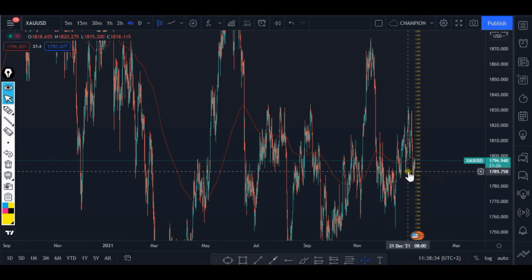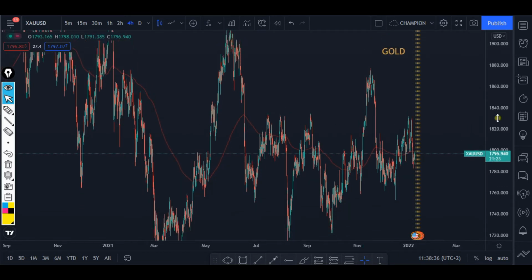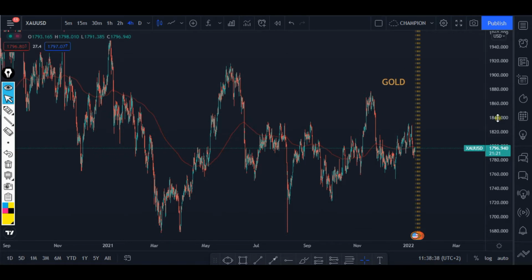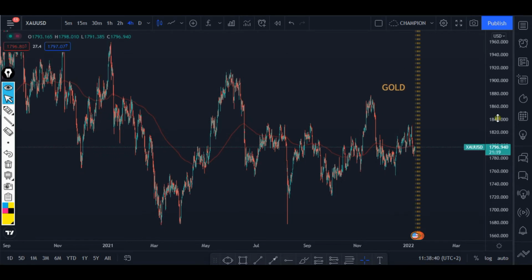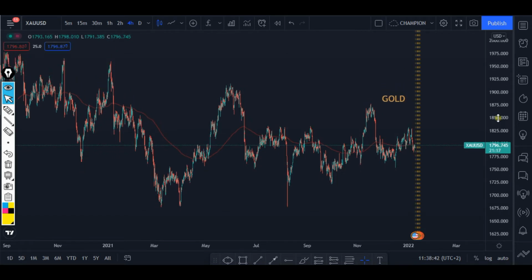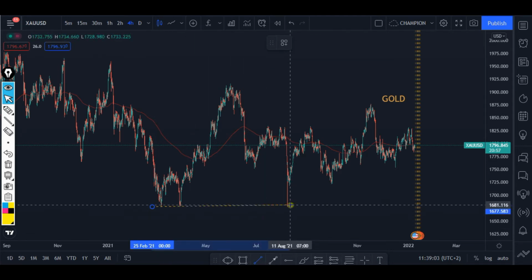So guys, if I want to show you something, let's start with gold. When you go on the gold chart, we can see our trend. Let's start by marking the peaks. This is my lowest peak. As you can see, it's even a support.